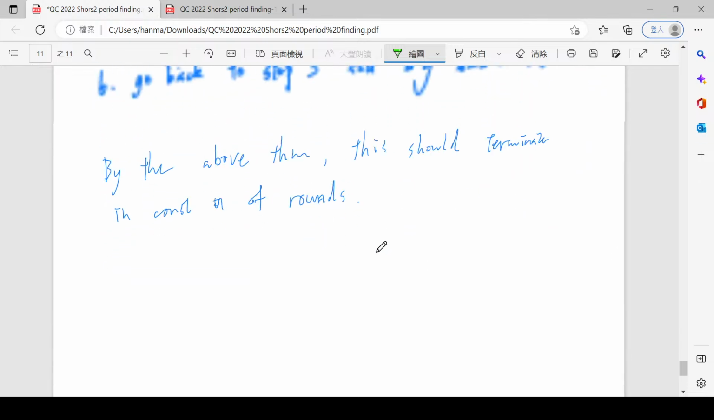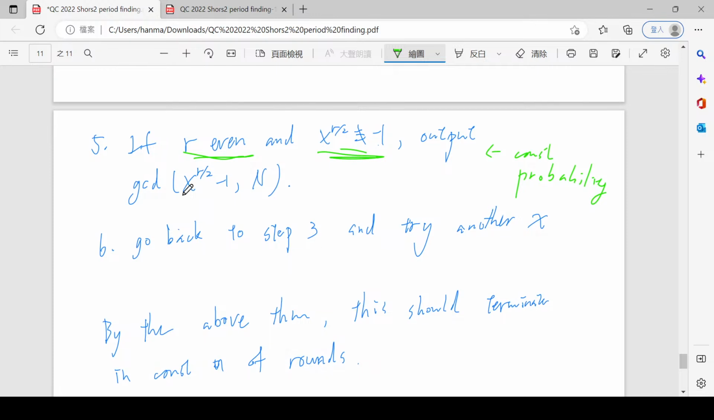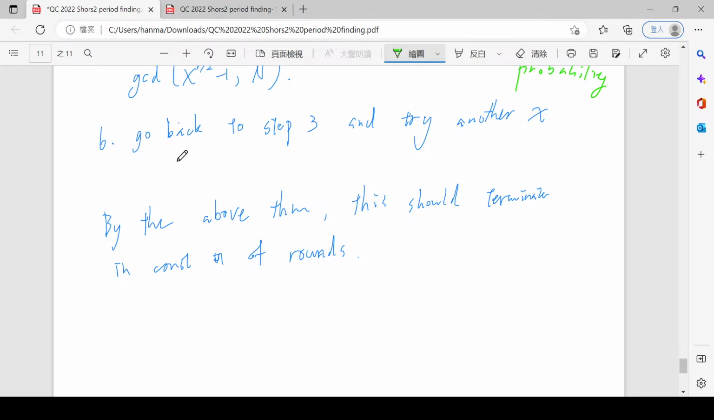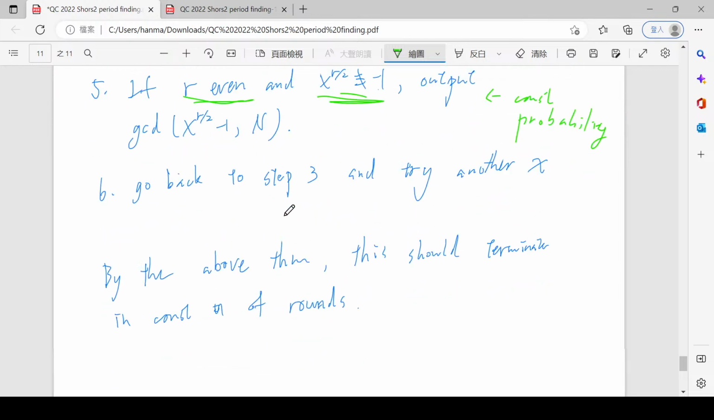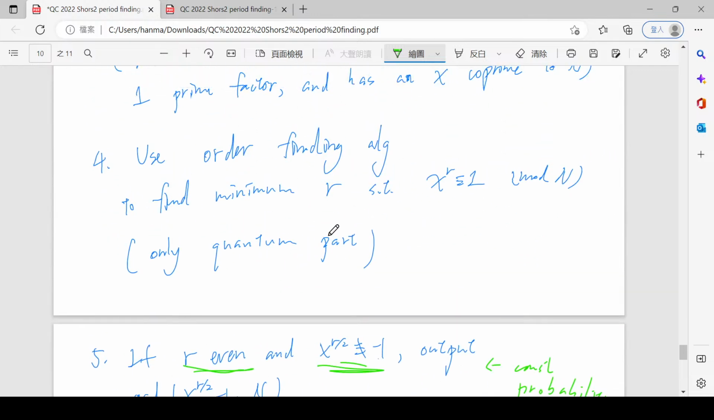And yeah, so just as we said, you only need to do this while loop a constant number of times to pass this. Well, at least with a good probability. So, any question? No? So this is Shor's factoring algorithm, and that's basically a review.